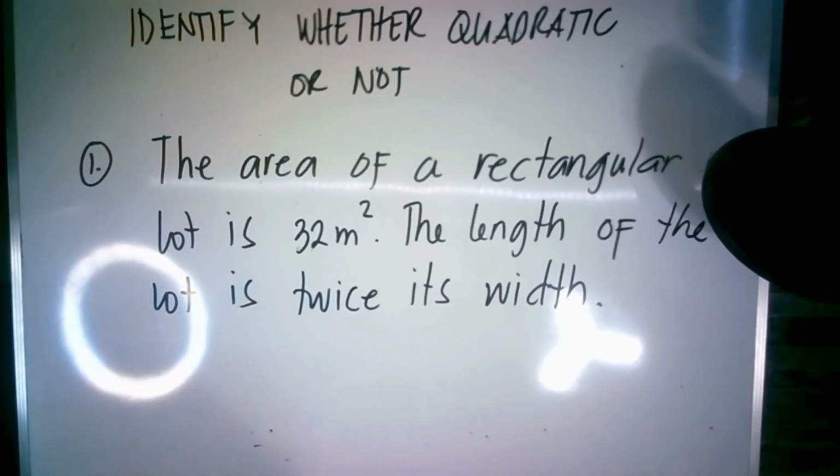So, here it is. Word problem. Identify whether quadratic or not. So, natin problem dari no. The area of a rectangular lot is 32 meters squared. The length of the lot is twice its width.